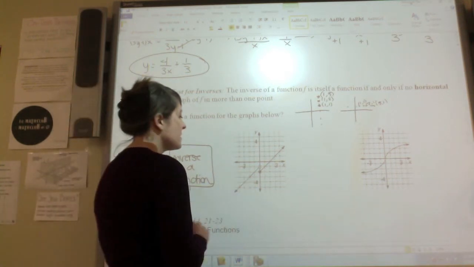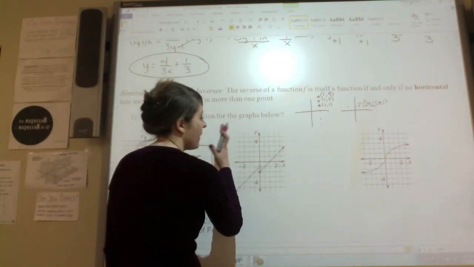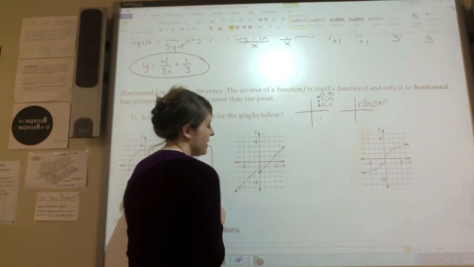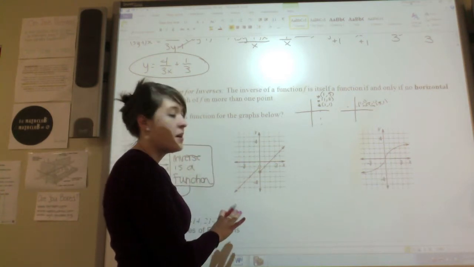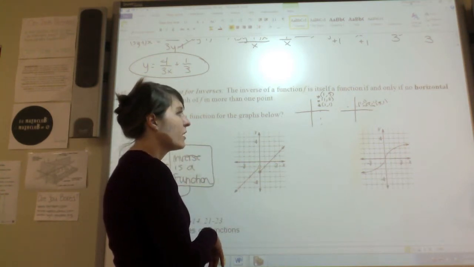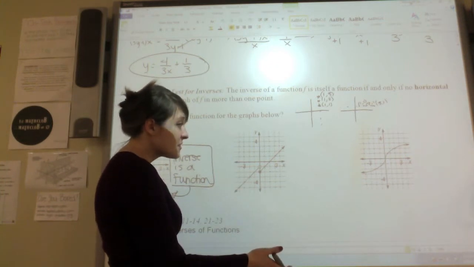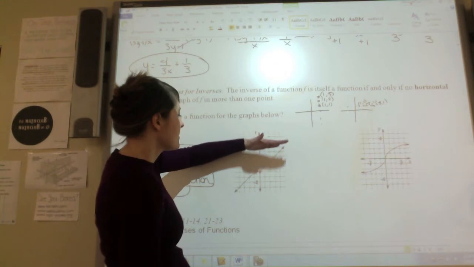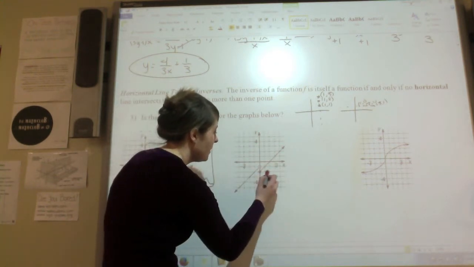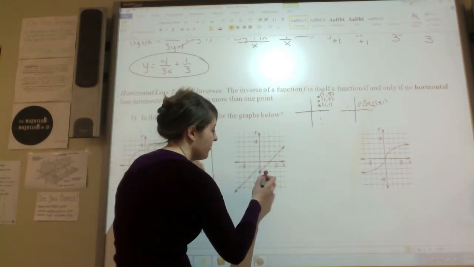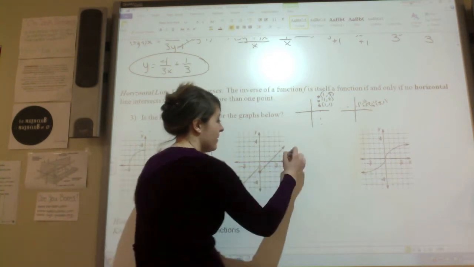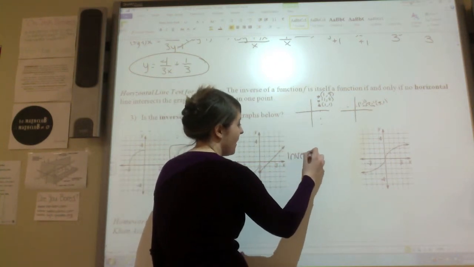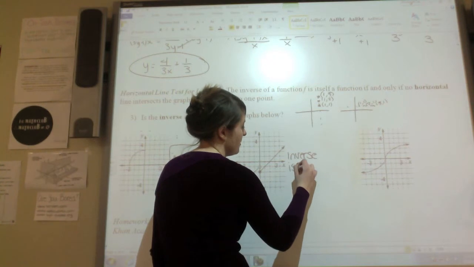Okay, this next graph here, looking at it, it passes the vertical line test. That means that this graph is a function. Now, if I want to talk about the inverse, I need to look at the horizontal line test. So, looking at the horizontal line test, right here, it's going to fail the horizontal line test. Therefore, the inverse is not a function.